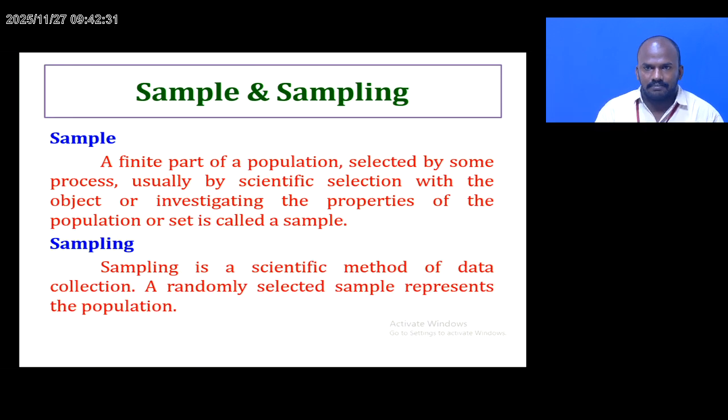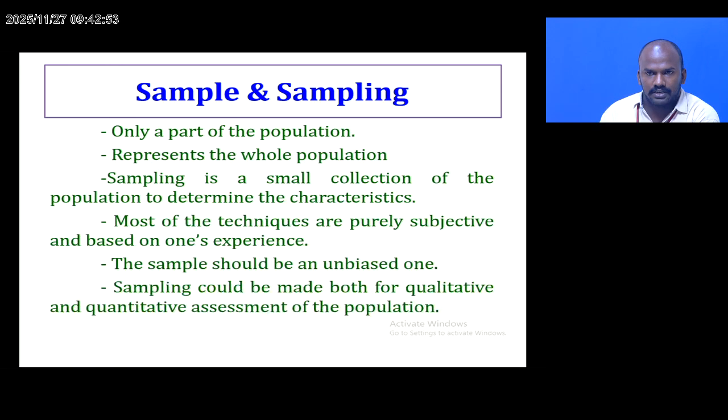The next topic is sample and sampling. What is a sample? A finite part of the population selected by some process, usually by scientific selection, with the object of investigating the properties of the population, is called a sample. Sampling means a scientific method of data collection. A randomly selected sample represents the population. Only a part of the population represents the whole population.